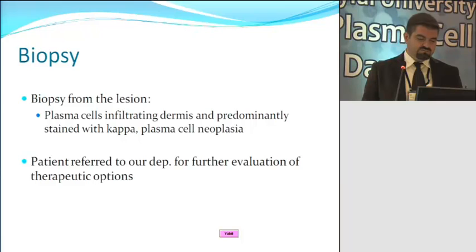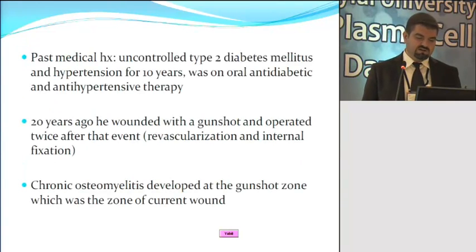Biopsy from the lesion revealed plasma cells infiltrating dermis and predominantly stained with kappa, and it was reported as plasma cell neoplasia. Patient referred to our department for further evaluation of therapeutic options. Past medical history revealed uncontrolled type 2 diabetes mellitus and hypertension for 10 years. Was on oral anti-diabetic and antihypertensive therapy. 20 years ago, he was wounded with a gunshot and operated twice after that event. Revascularization and internal fixation applied. Chronic osteomyelitis developed at the gunshot zone, which was the zone of current wound.